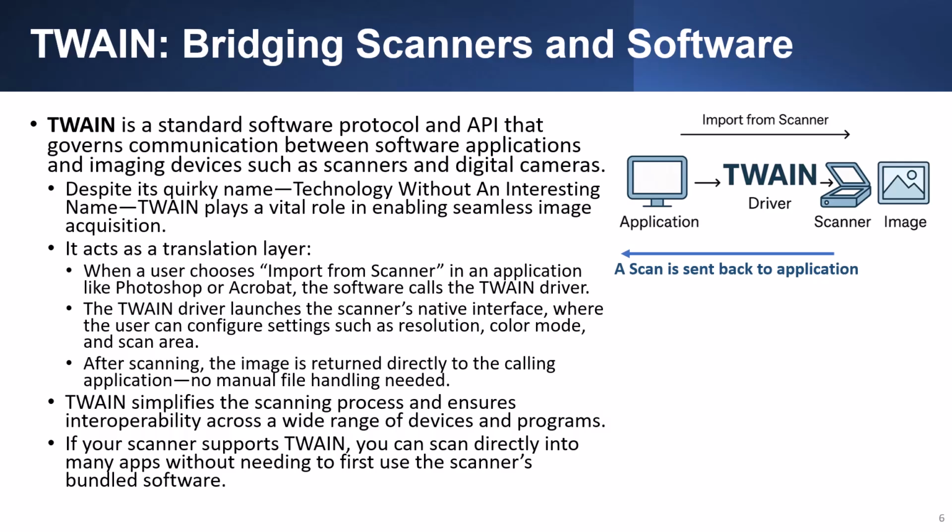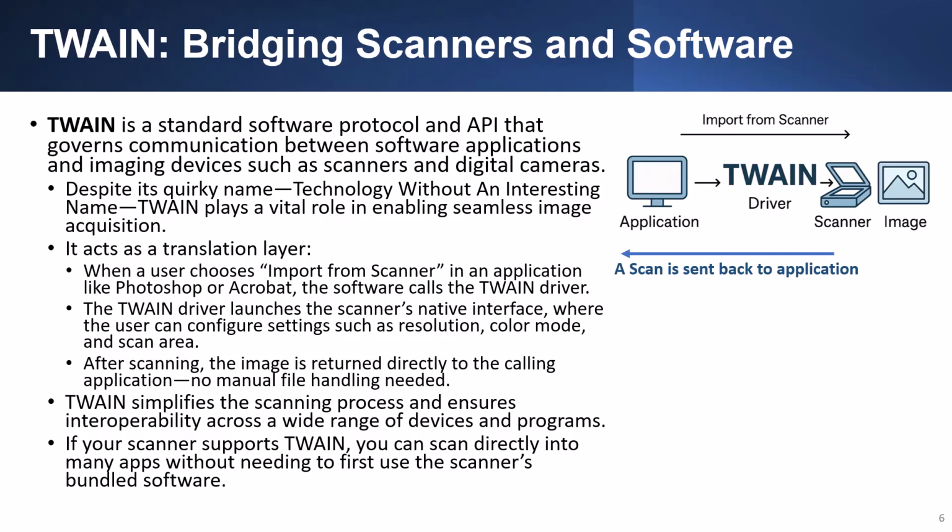Twain is a standard software protocol and application programming interface, or API, that governs communication between software applications and imaging devices such as scanners and digital cameras. Despite its quirky name, Twain plays a vital role in enabling seamless image acquisition. It acts as the translation layer.